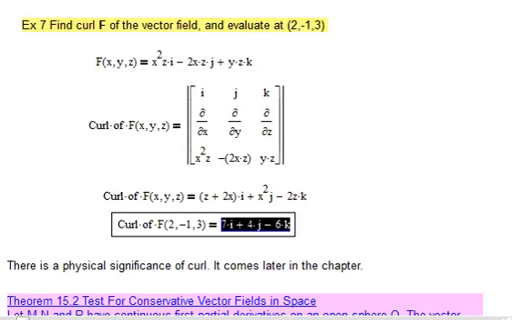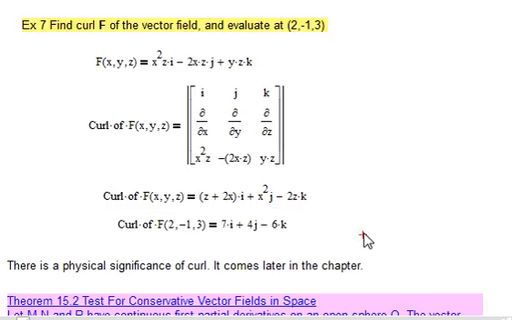And there's a physical significance for this curl, but it will be later in the chapter.